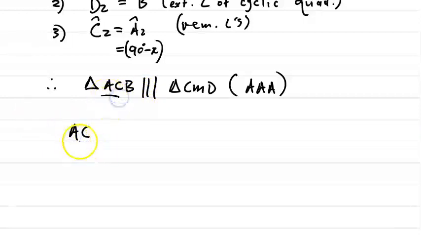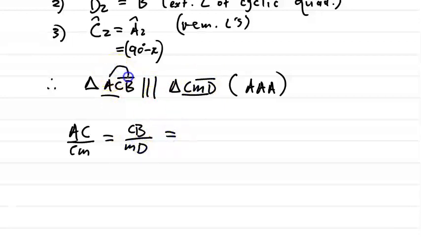AC, the first 2 letters, over CM will equal the second 2 letters here. Remember that we are writing our triangles in the order of their angles. So CB all over MD will equal, remember the first and the last letters there, AB all over CD. And now you can answer any questions to find lengths or distances from here.